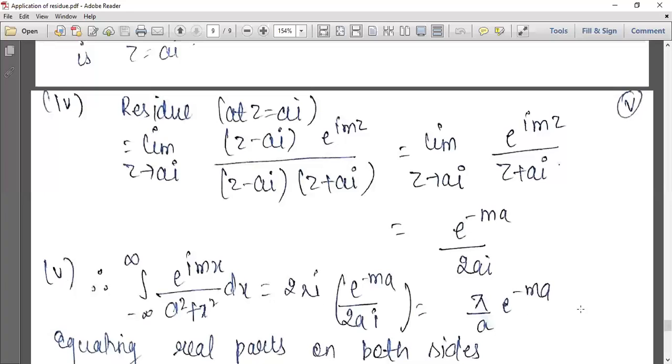And in the end, I will use my Cauchy residue theorem, that is, this integral from minus infinity to infinity will be equal to 2 pi iota times the sum of residues, which is e raised to the power minus ma divided by 2a iota. So 2 iota will get cancelled and I will be left with pi by a into e raised to the power minus ma.